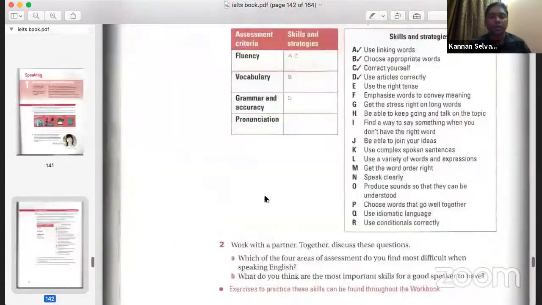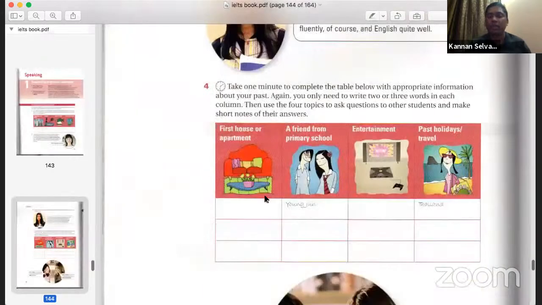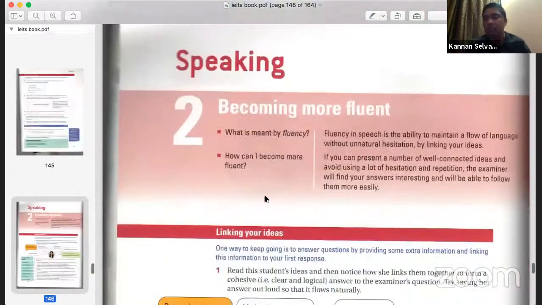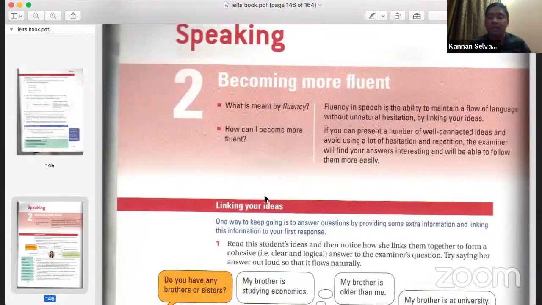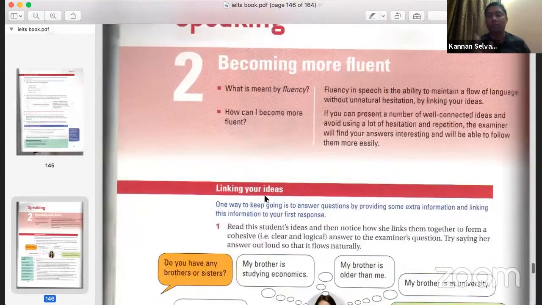Number one, look at this. This is what we call fluency. It's not me who is calling this fluency. This is from the University of Cambridge. They say this is what fluency is all about. Guys, hope you can see my screen.